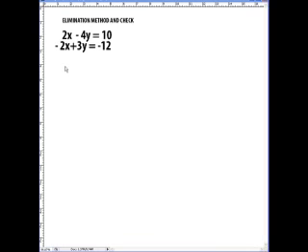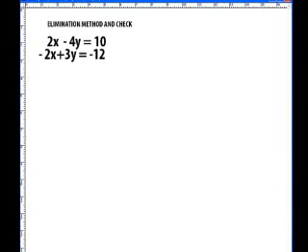We are going to solve this linear system by elimination. So the first thing we want to do is decide which variable we are going to get rid of. Are we going to get rid of the y variable or the x variable?